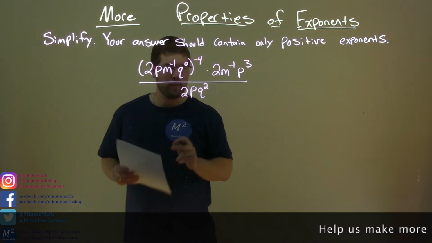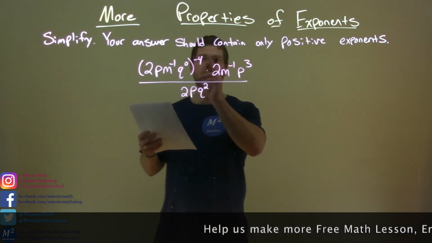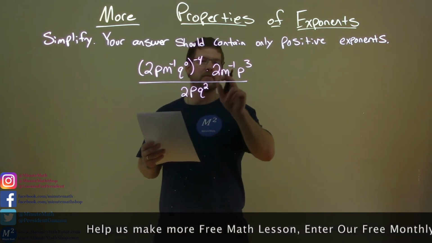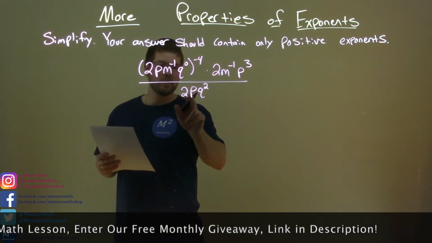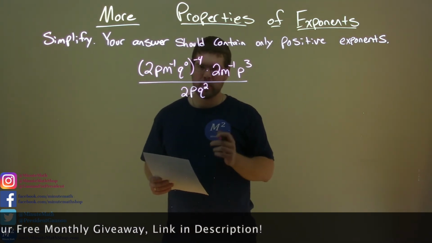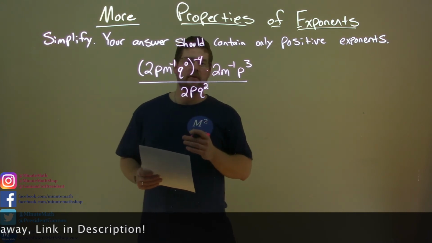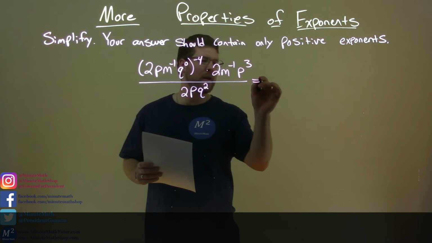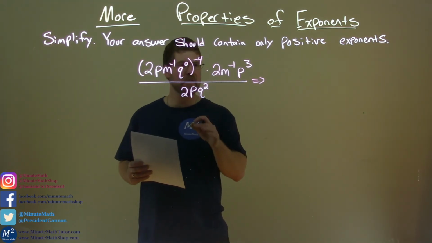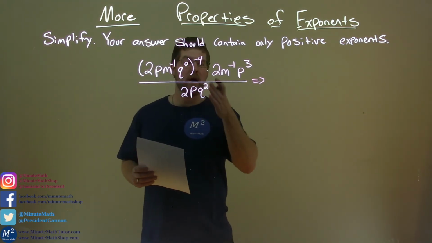2pm to the negative 1 power q to the 0 power all to the negative 4 power times 2m to the negative 1 p to the 3rd power divided by 2pq squared. Okay. What I'm going to do here first is I'm actually going to do a mix of things. I'm going to try to simplify what I can in the numerator and denominator, but if there's anything I can cancel out right now, I'm going to try.